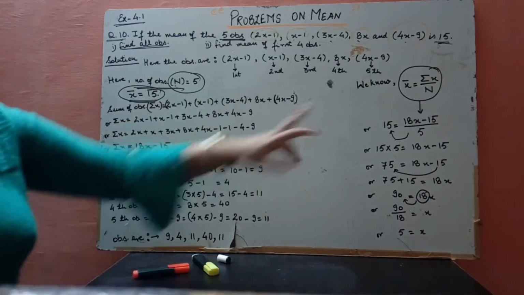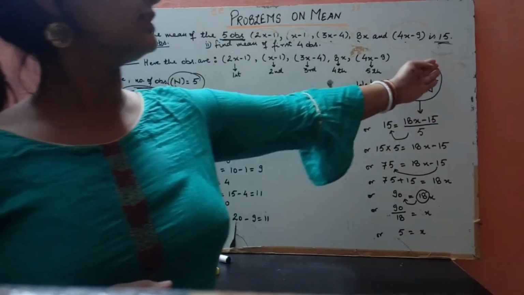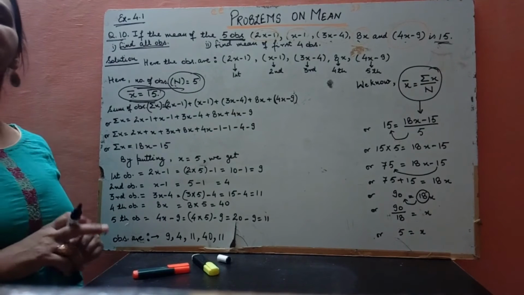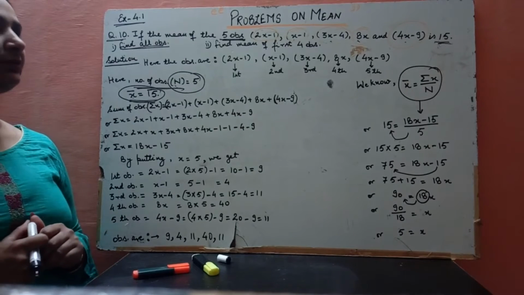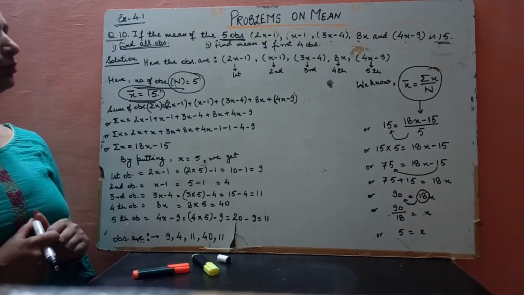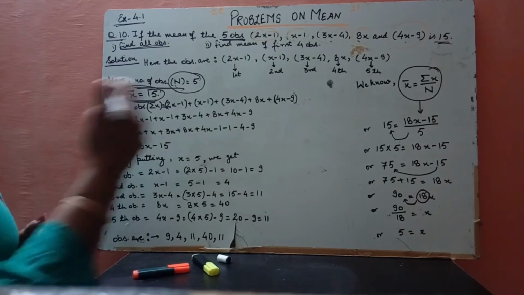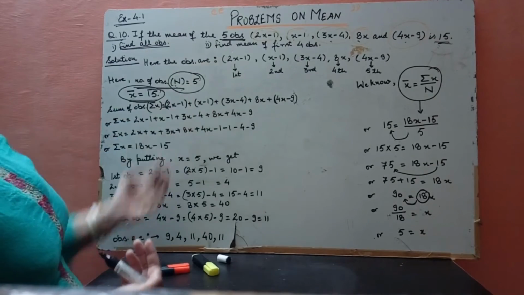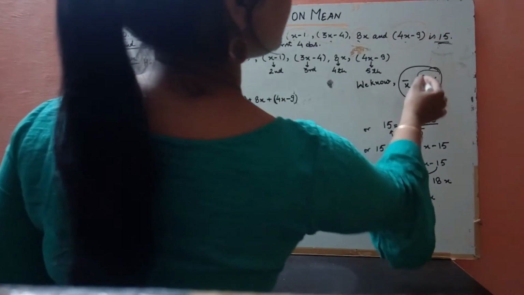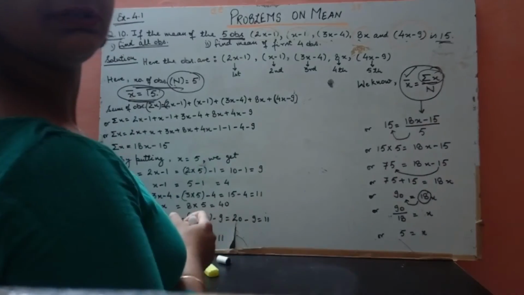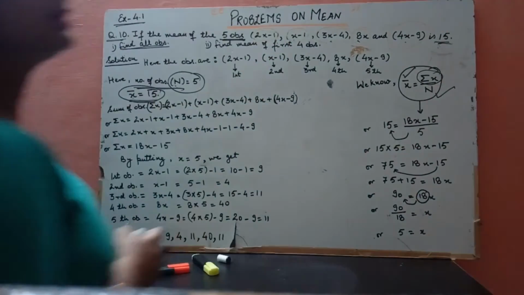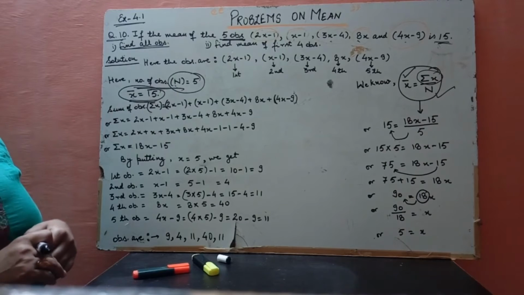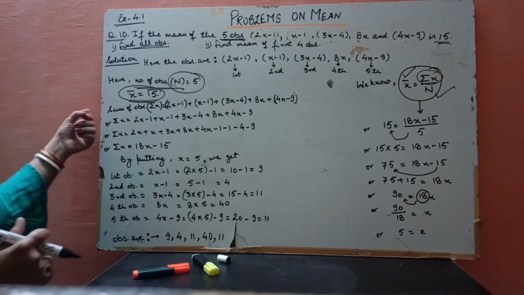Now we know the formula, x bar is equal to sigma x by n, or in other words we can say mean is equal to sum of observations divided by number of observations. For making an equation we want sigma x, because x bar is given to us, n is given to us. Sigma x means sum of observations. Let's find the sum of observations from here.